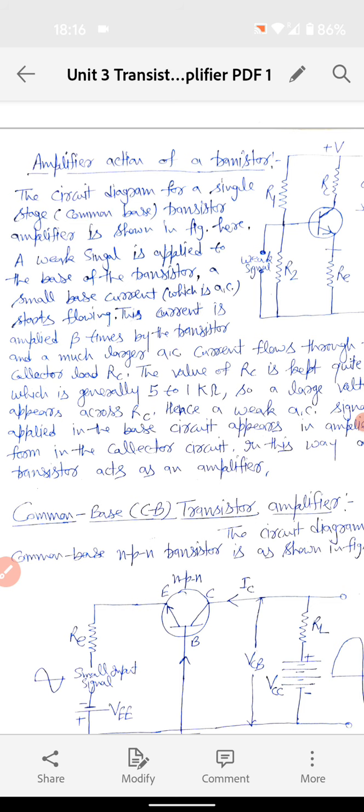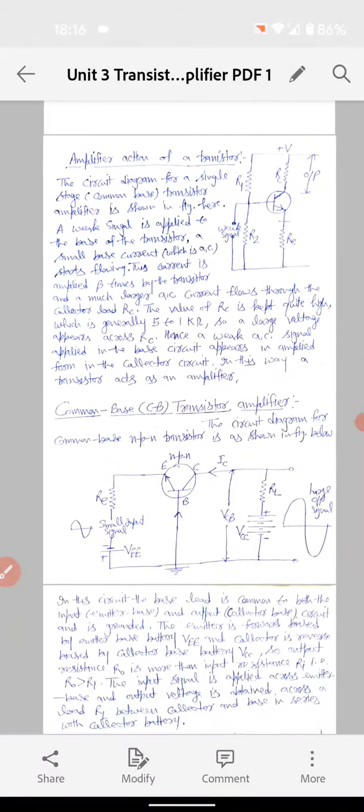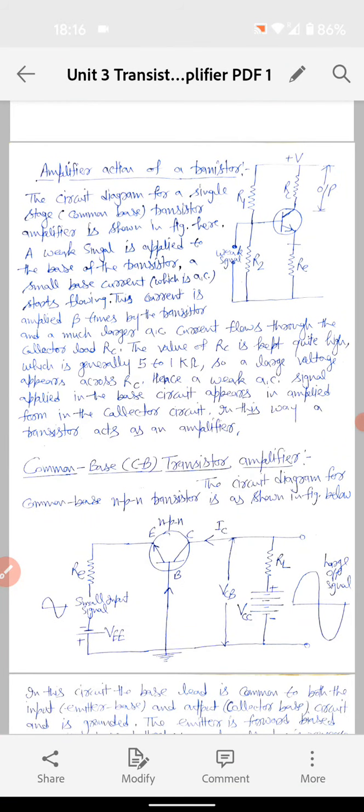So this is it for this lecture. In our next lecture we will discuss two important single stage transistor amplifiers, the common base transistor amplifier and the common emitter transistor amplifier.